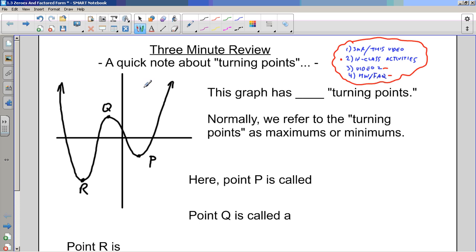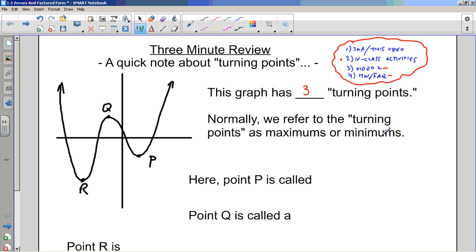A quick note about turning points. So this graph has, well, 1, 2, 3 turning points. We can see probably it's a degree 4 function, 3 turning points, starts high and ends high. Normally we refer to turning points as maximums or minimums.